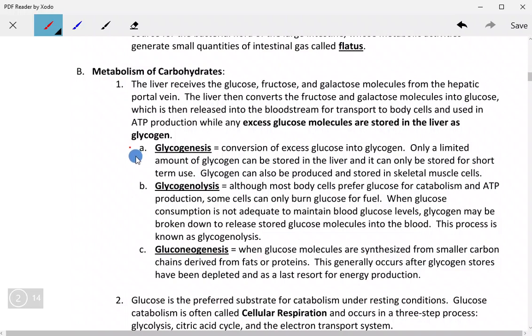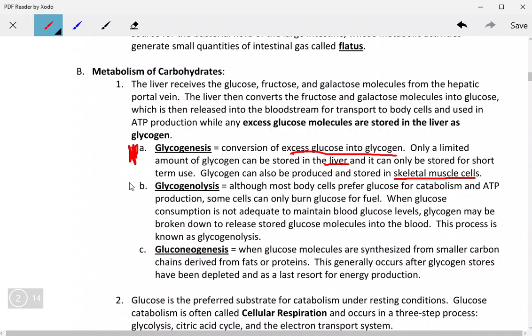The first one is glycogenesis. Glycogenesis is the process that synthesizes glycogen. I just talked about that. So glycogenesis is how we form glycogen from what? Excess glucose molecules. Keep that in mind. Okay? Excess glucose molecules. Are you following? And like I said, the glycogen can be stored in the liver and in the skeletal muscle cells.